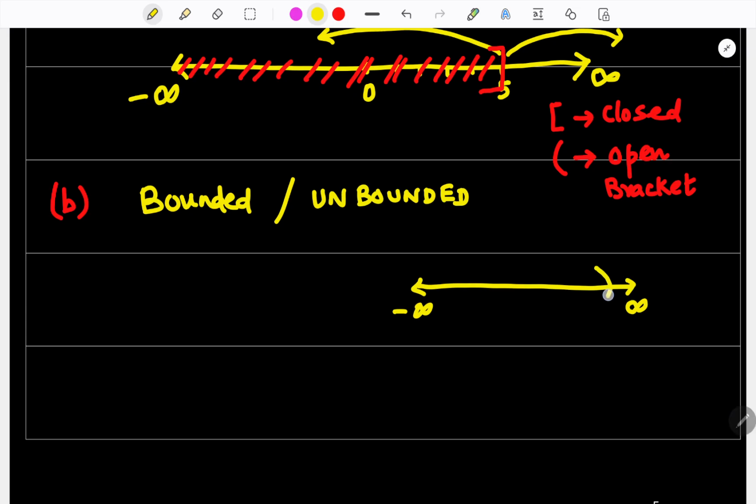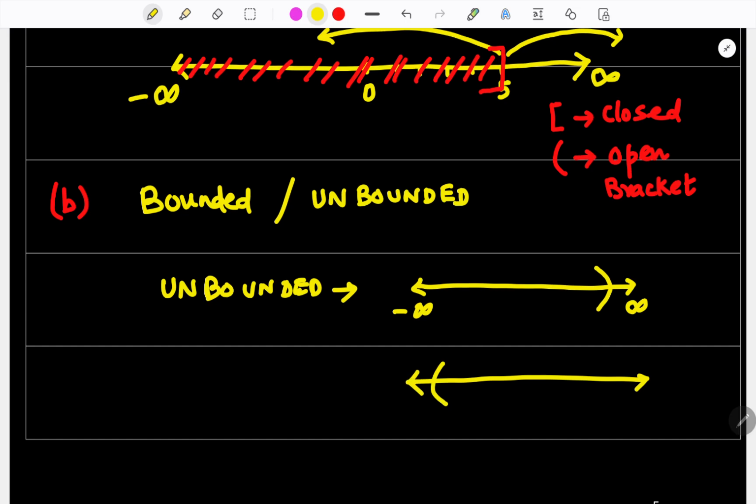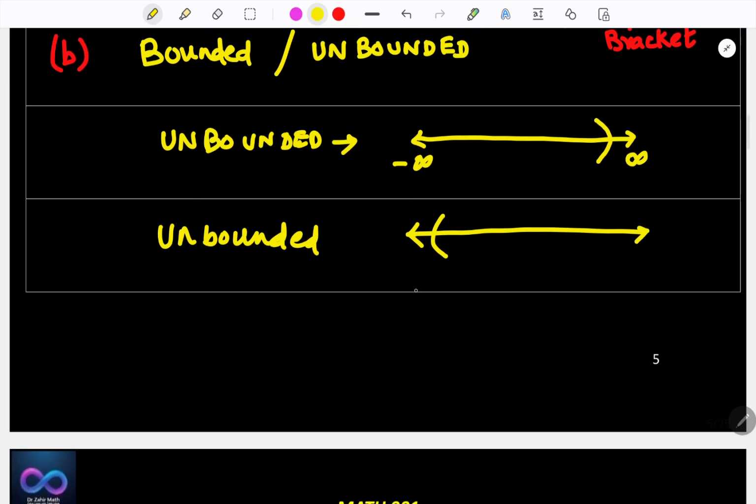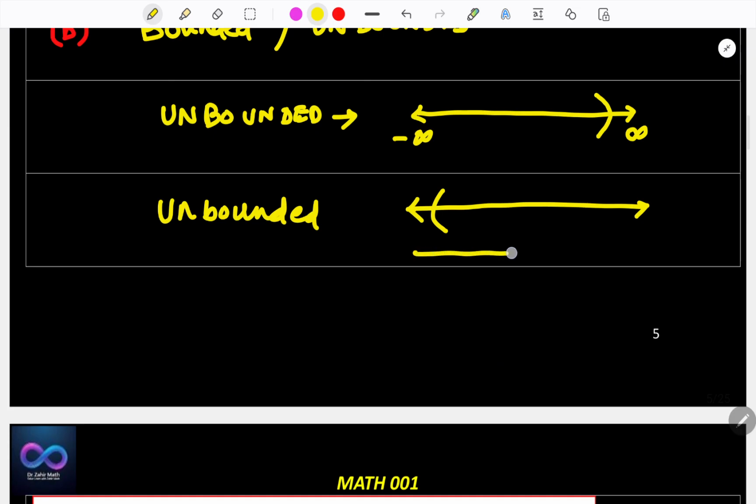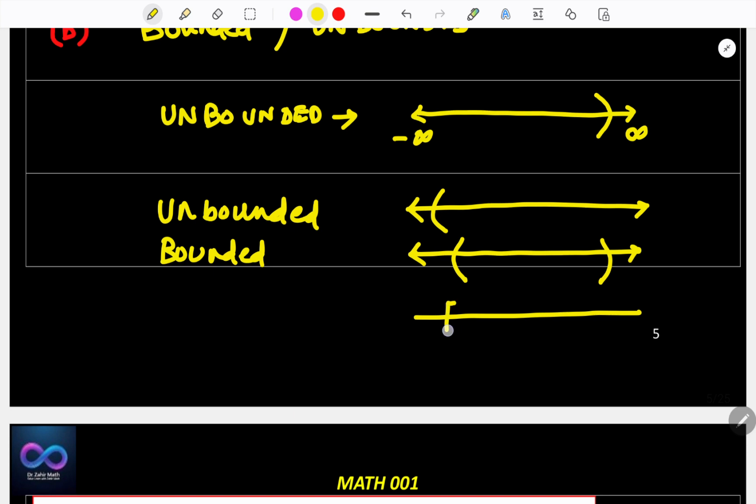Suppose this side is closed and this side is open. This is called unbounded. Same thing, if this side is closed and this side is open, this is also unbounded. Let me draw one more line. This is closed and this is closed. So this is called bounded. Let me draw another bracket. This is called bounded because both sides are closed.